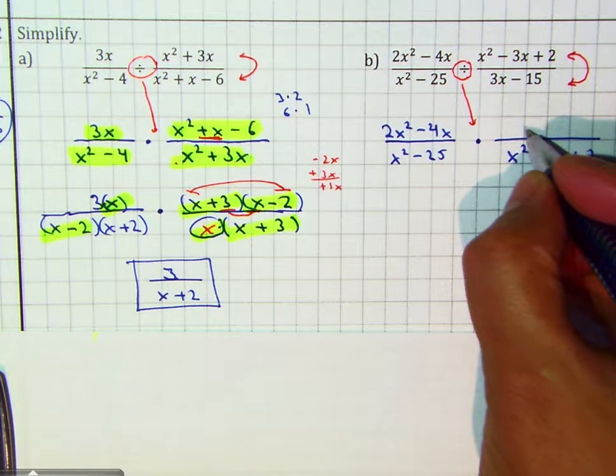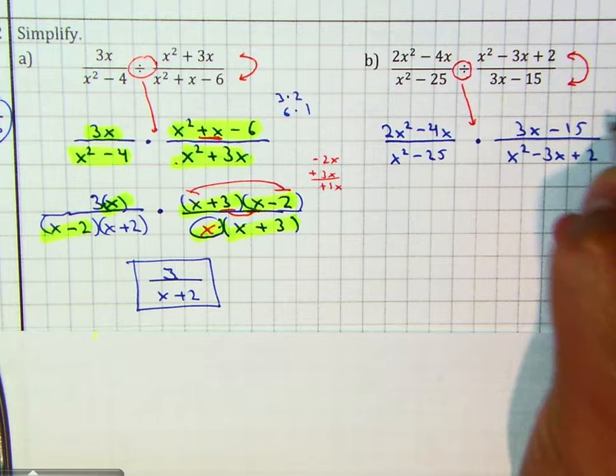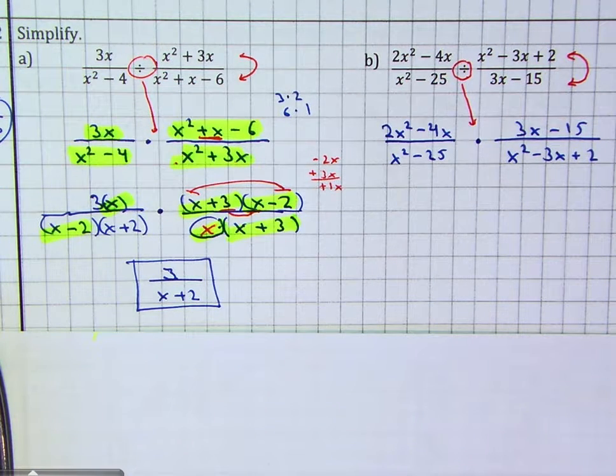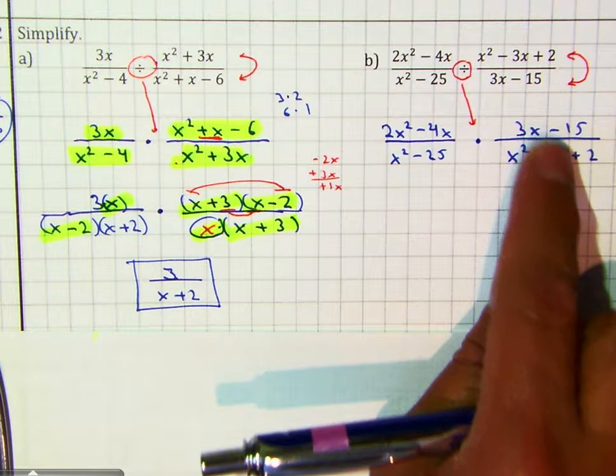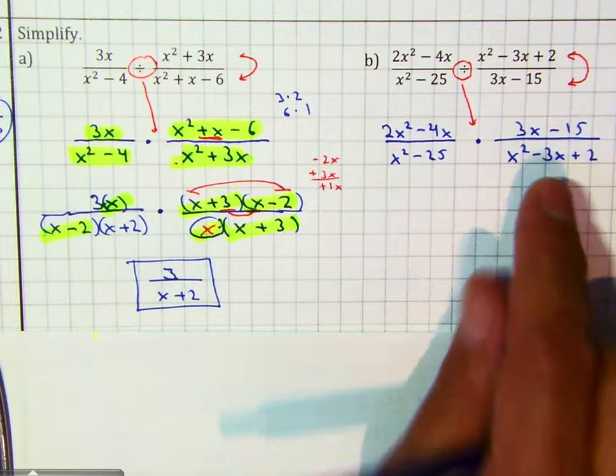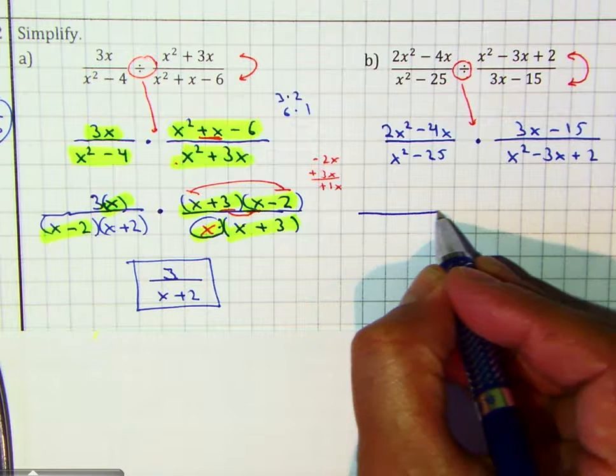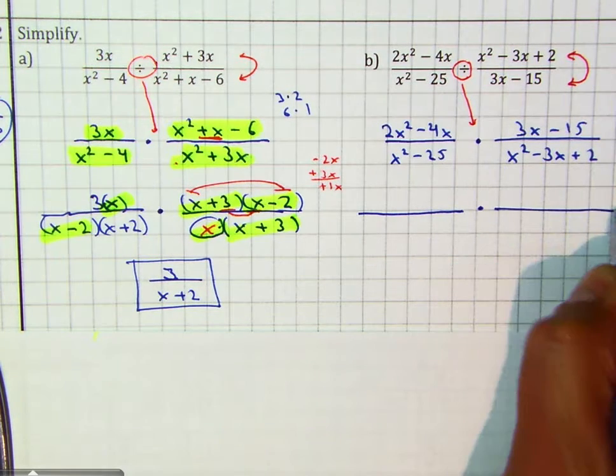And my 3x minus 15 goes on the numerator. And now it's basically the same process that we learned last time. We're going to factor, factor, factor, factor, and see what cancels. Try and see what you get, and then we can compare our answers. Go and pause it.